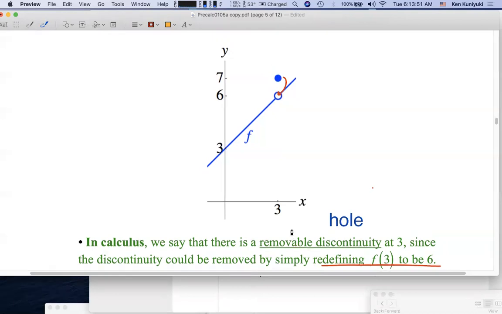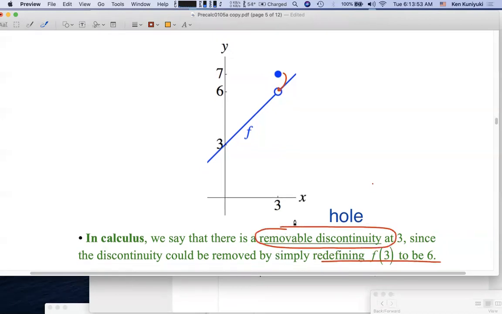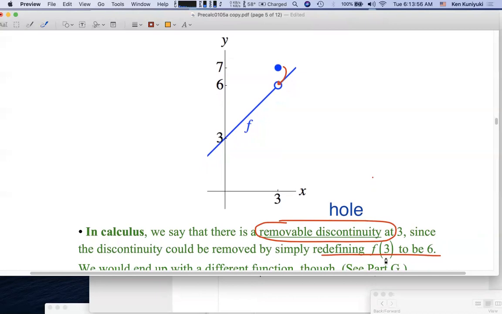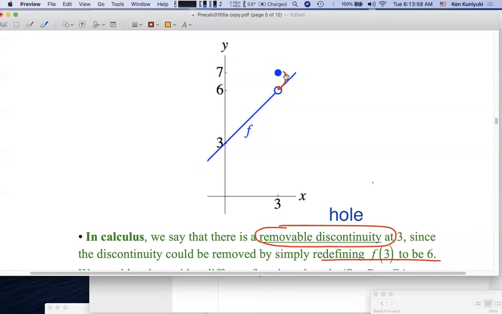Now, I don't really like the term removable discontinuity because you're not allowed to redefine f of 3 just because you feel like it. There's no rule by which we're allowed to move this point down into that hole and spackle in that hole. So I think it's a misnomer, but it's a standard term in calculus. We have a removable discontinuity at x equals 3. There's a hole at (3, 6), whether there's a point at (3, 7) or not. But there is a moon up there.